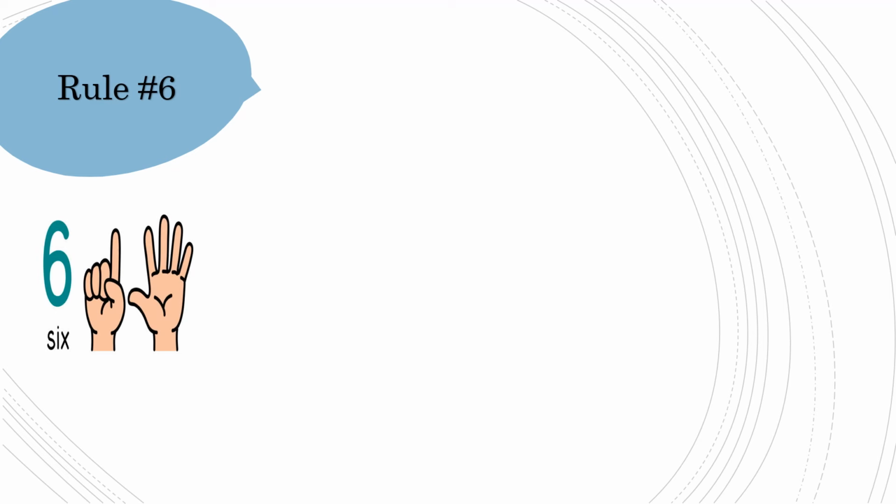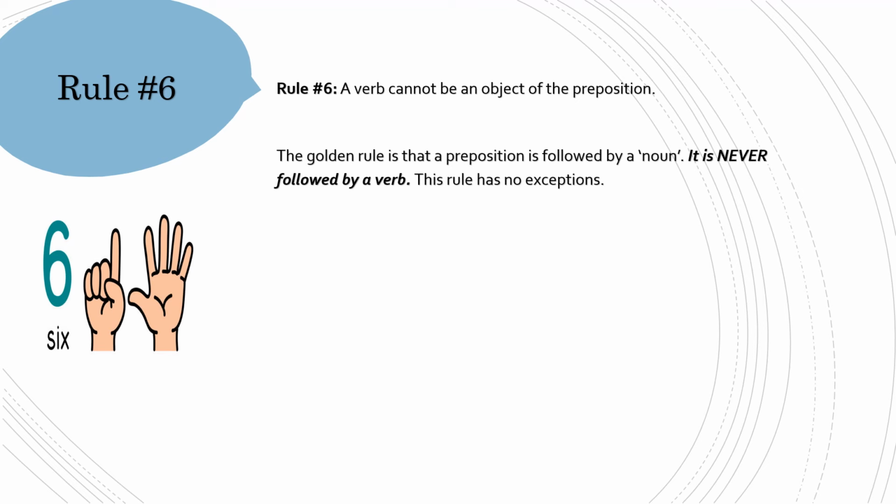Rule number 6. A verb cannot be an object of the preposition. The golden rule is that a preposition is followed by a noun. It is never followed by a verb. This rule has no exceptions.